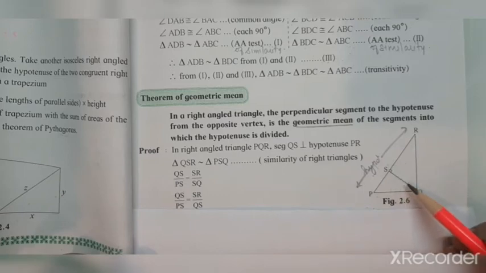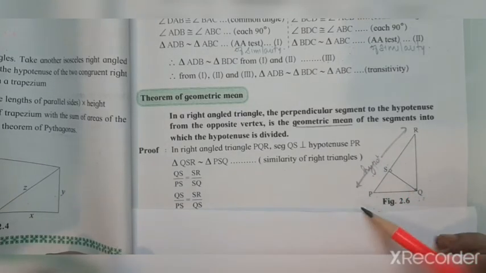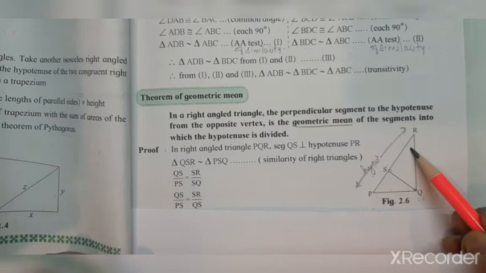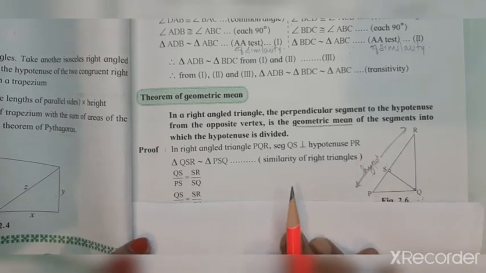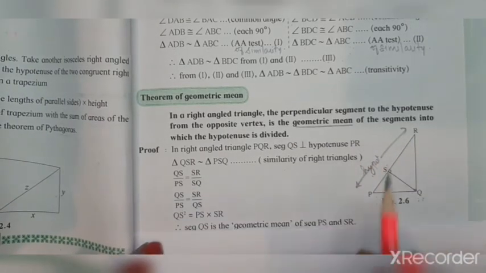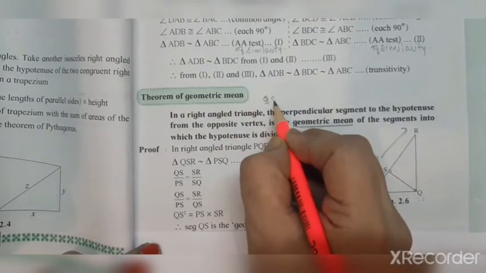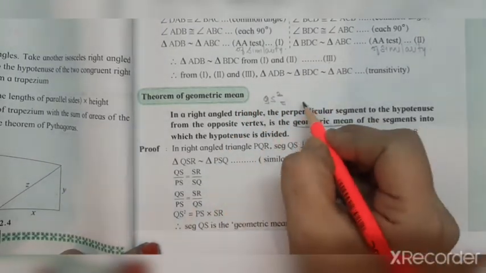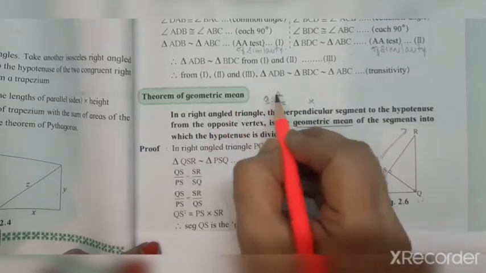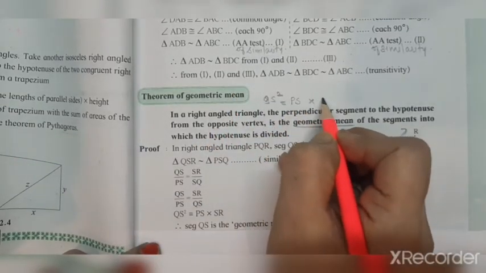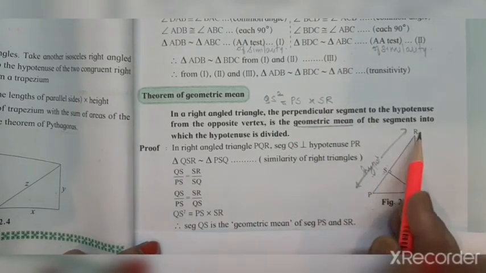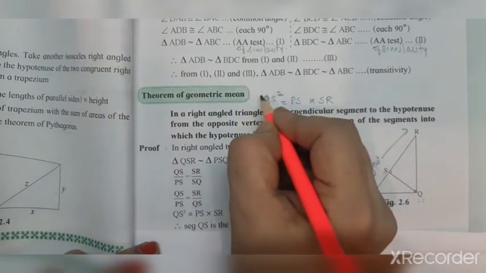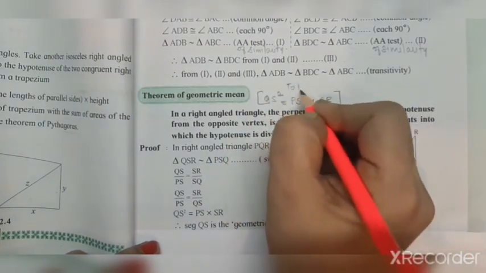Can you see? Because of this QS perpendicular, the hypotenuse is divided into two parts. First part is PS, other part is RS. So what is the theorem? Basically here I'll write and show that they want QS square to be equal to the product of the parts that are being formed. So PS and SR. So we have to prove that QS square is equal to PS into SR. This is asked to prove.